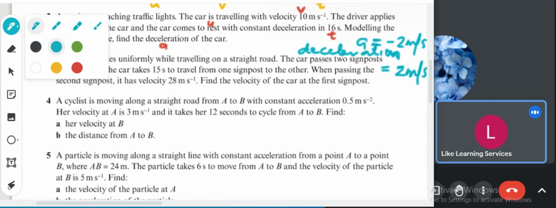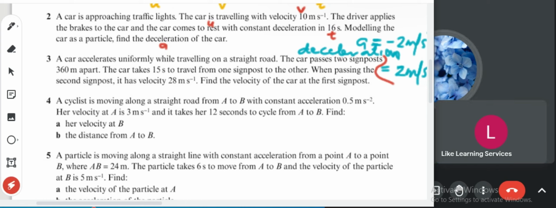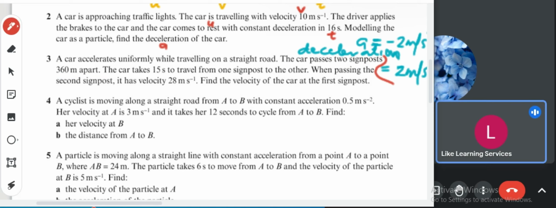So can we look at a few? We just do some jumping. Okay. A car accelerates uniformly while traveling on a straight road, and the car passes two signposts 360 meters apart. I think that's the distance given. S. Yeah. S is given. The car takes 15 seconds. Time is given.